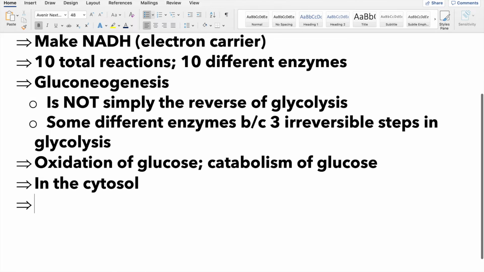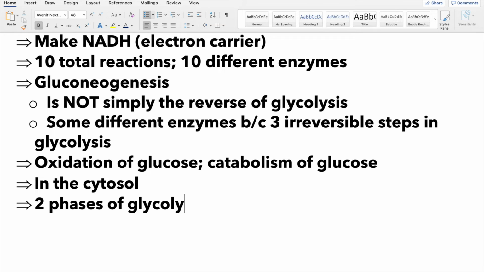And another thing that I wanted to mention is that glycolysis can be broken down into 2 phases. And since we said that there were a total of 10 reactions, or 10 steps, each phase consists of 5 reactions. So the first 5 steps, the first phase, is called the energy investment phase.